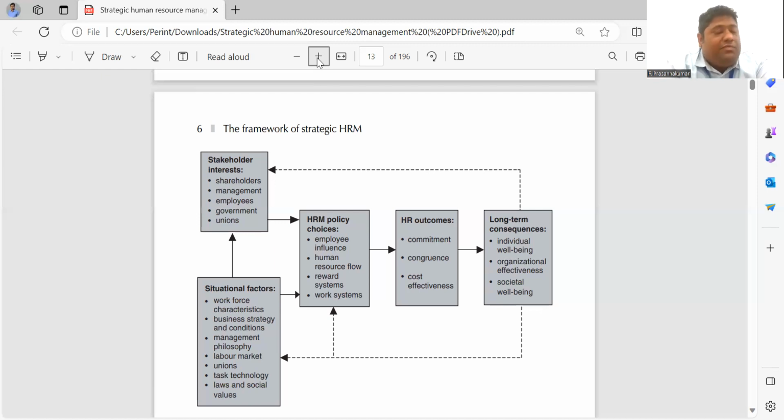Management philosophy means that whenever we have an organization, the philosophy is designed and defined by the topmost management in the organization. Labor market means how to get the labor involved into the system, or into the organizational profile. Task management means the tasks which have been given to the employee; the task should be given in a profitable manner so that they can get good results in the organization.